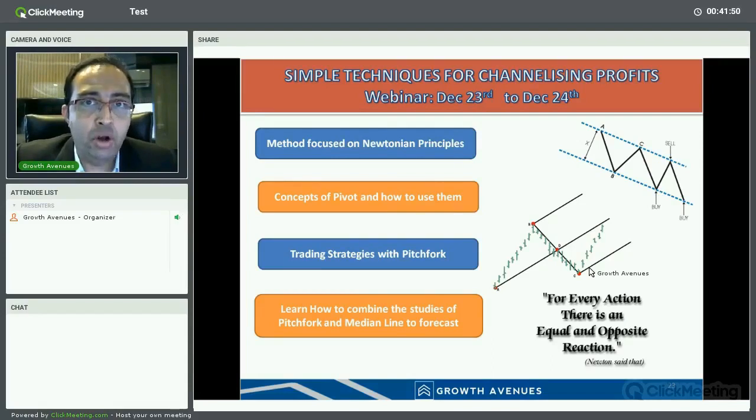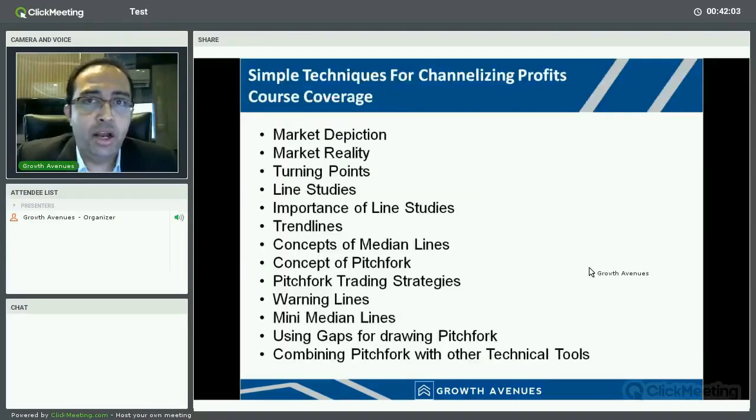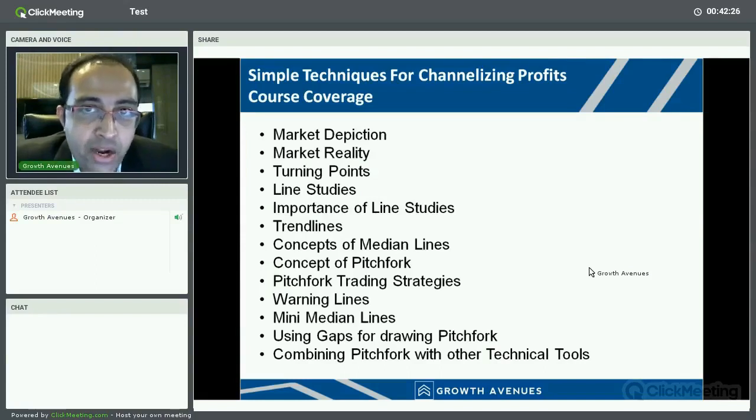So what we have here is a webinar which will focus on trading strategies. It will tell you how to identify the pivots. We will also see how you can get to know the concept of markets better and also find out how you can use the concept of pitchfork. So the entire focus is aimed at enabling you to understand the markets better. And that's the course coverage, which talks about what the concept of pitchfork is, how the pivots are drawn, how you draw a pitchfork, how you are able to identify the pitchfork at various levels, how you can use a gap to draw a pitchfork, and how you can combine pitchfork with other tools. Pitchfork is based on a Newtonian concept.